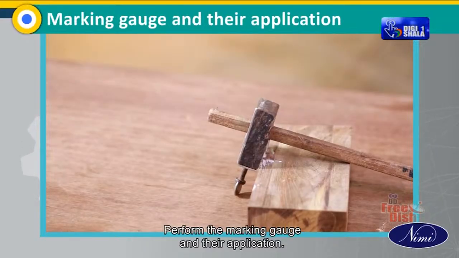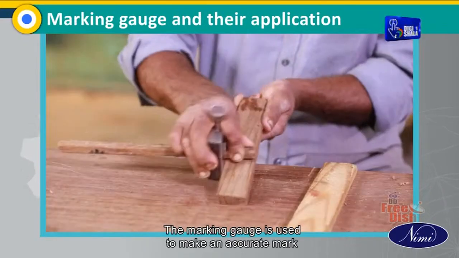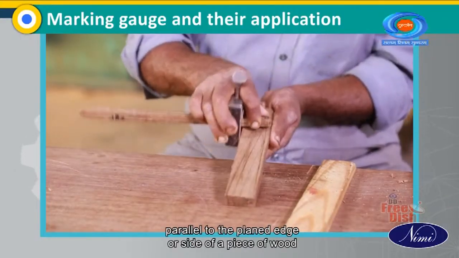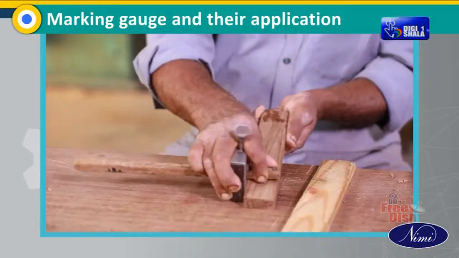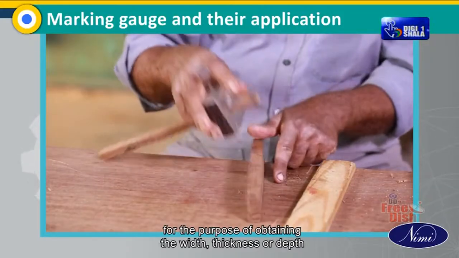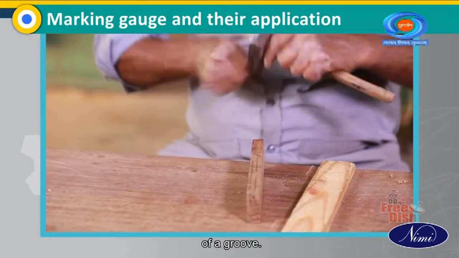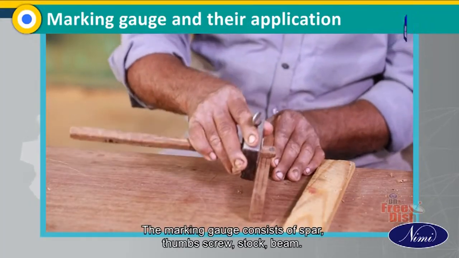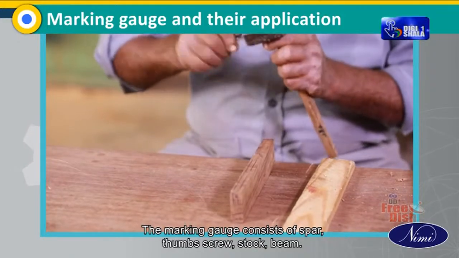Perform the marking gauge and their application. The marking gauge is used to make an accurate mark parallel to the planed edge or side of a piece of wood for the purpose of obtaining the width, thickness or depth of a groove. The marking gauge consists of spur, thumb screw, stock, beam.